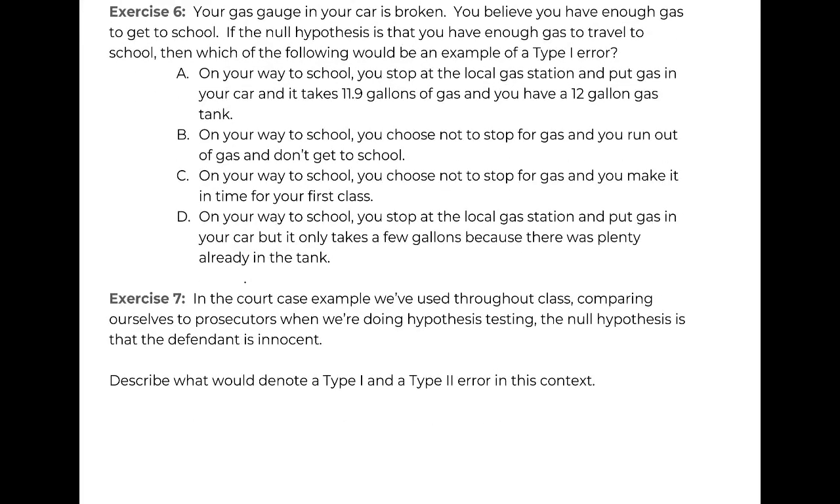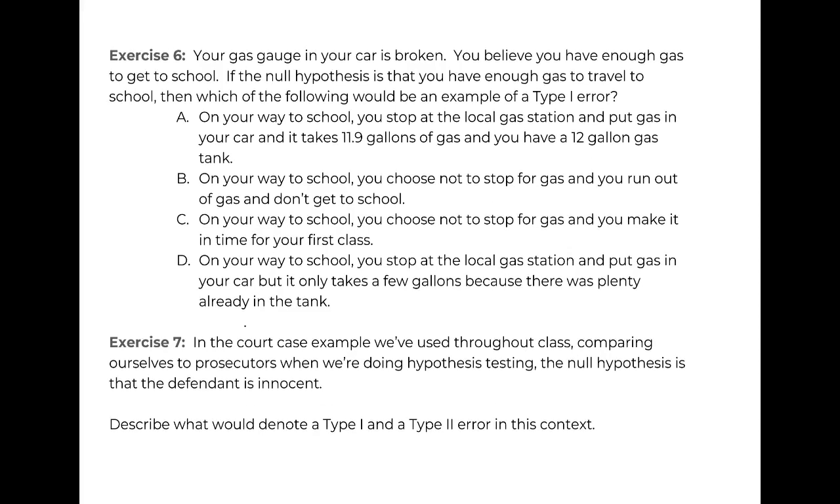So I want you guys to try out the next two exercises, especially exercise 6. So take a moment and see if you could identify the type 1 error in context. This is exactly like a test question. So hopefully you attempted this on your own. On all these questions, I will generally tell you what the null hypothesis is. So in this case, I stated that the null hypothesis is that you have enough gas to get to school, which means our alternative hypothesis is you don't have enough gas.